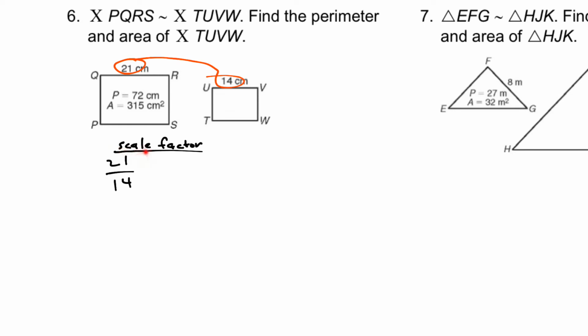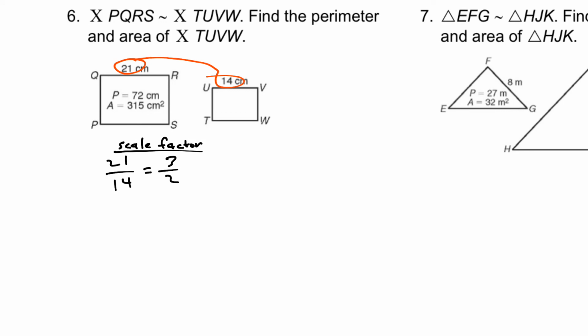So we set up our scale factor for this one again as the ratio being the side length in the large rectangle divided by the corresponding side length in the small rectangle. And then we should probably go ahead and reduce that fraction. So if we divide the numerator and denominator of our scale factor by 7, we will have a scale factor of 3/2.